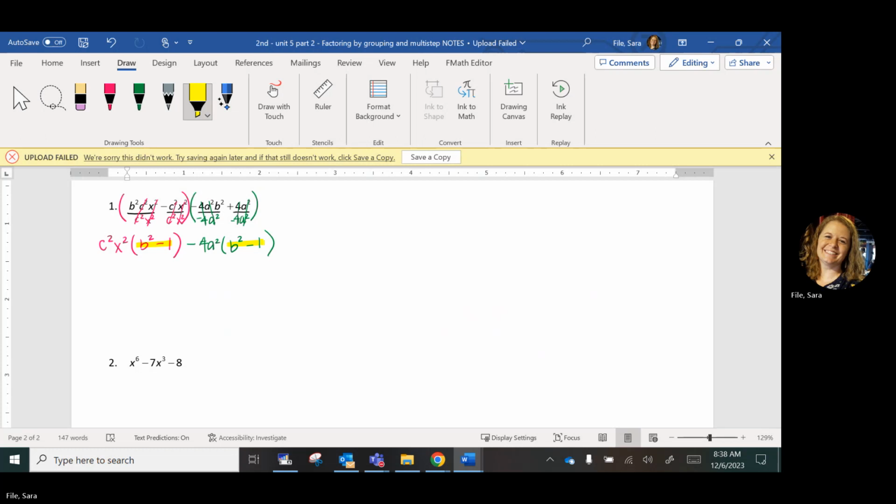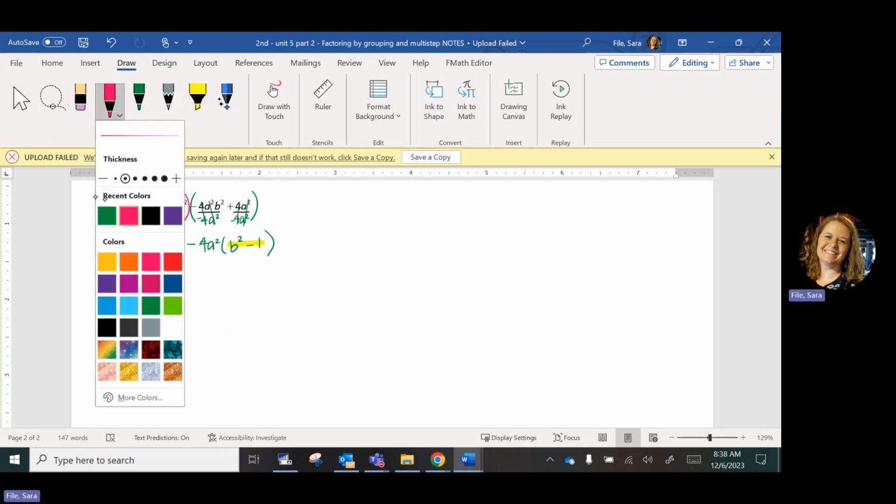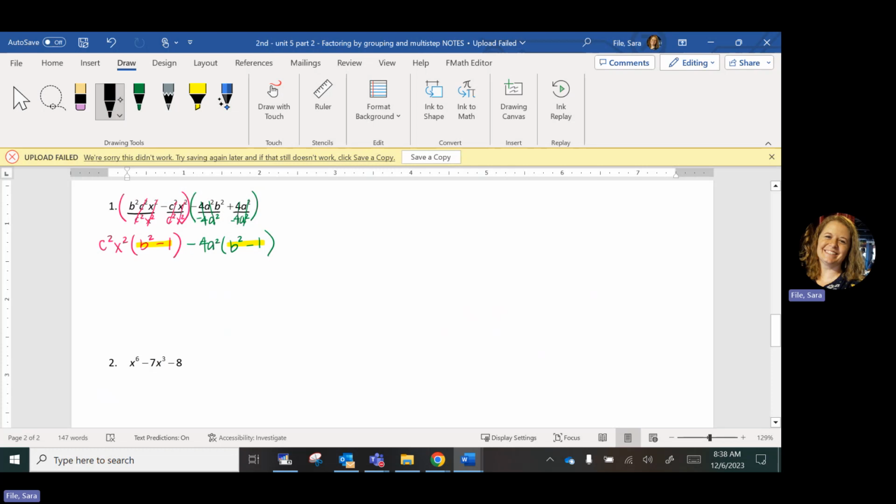They are. That's a good sign. So the grouping worked. I was able to factor by grouping. So I'm going to create two binomials. I have the b squared minus 1. And then I've got the c squared x squared minus 4a squared. I brought those GCFs together, and then I had those.